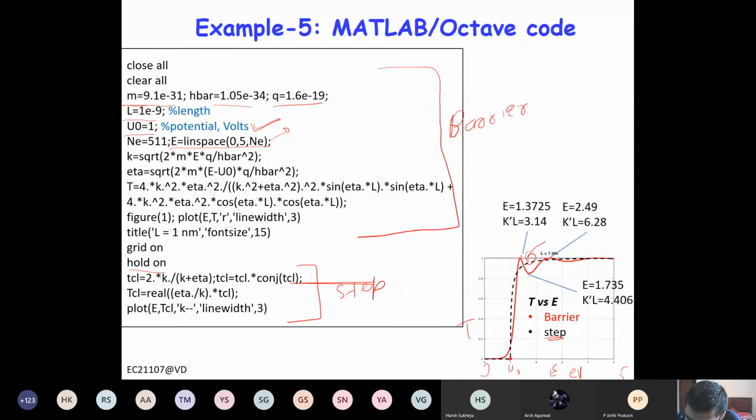So now you see here, and when I found this point, the K prime L at this point was 3.14. At the second peak, it was 6.28. At the third peak, it was 3 pi. So you see 3.14 is pi. So pi, 2 pi, right? And the corresponding energy is 1.37. For the second one, energy is 2.49.